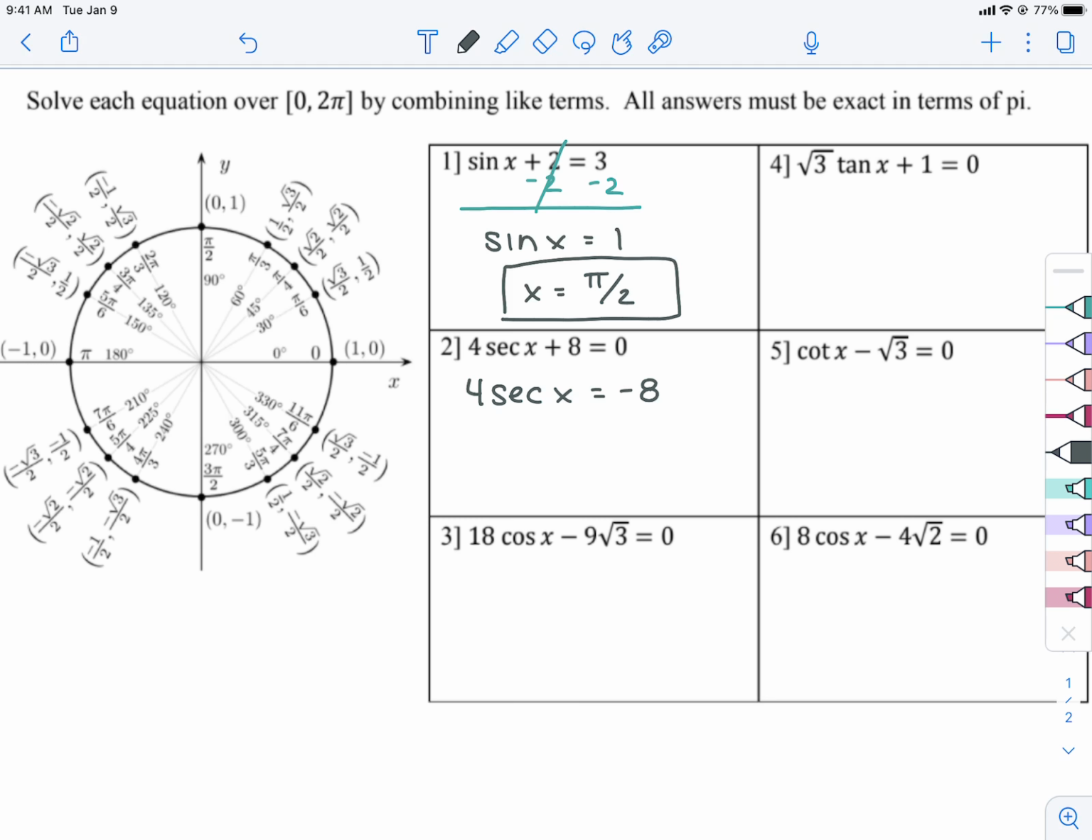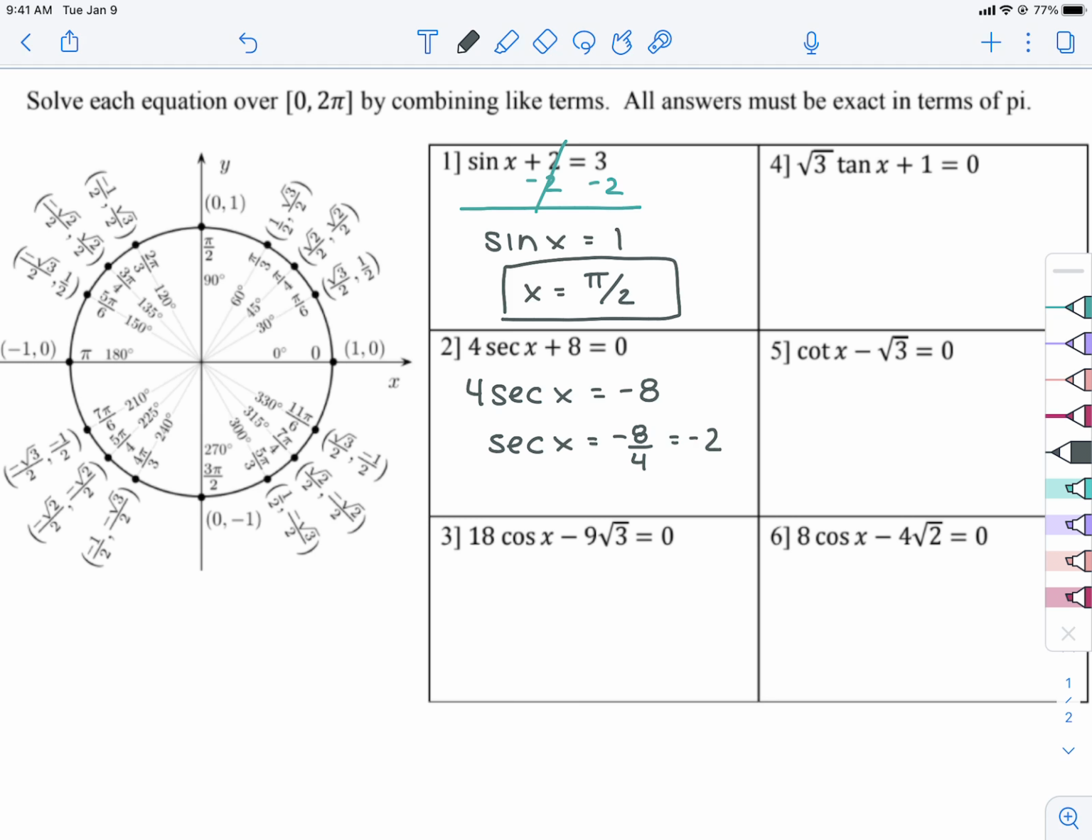Then, what do I want to do? I've got to get rid of that 4, right? So I got to divide by 4 on both sides. When I divide by 4 on both sides, I end up with the secant of x equals -8 over 4, which simplifies to be what? -2. So I have 2 options here.